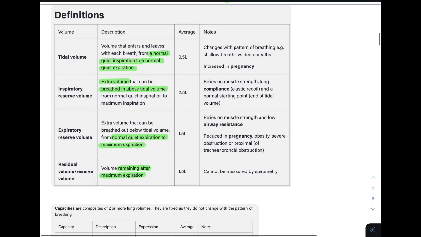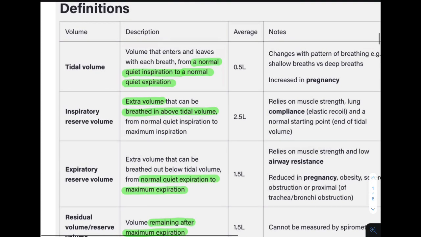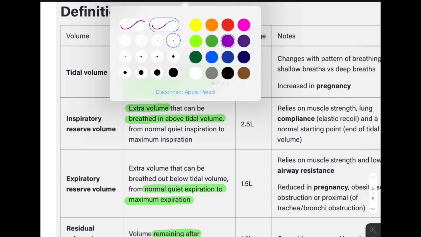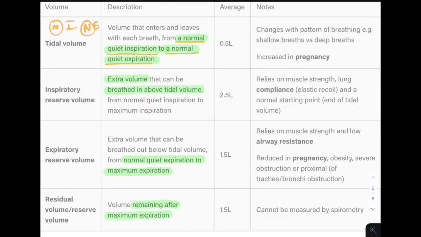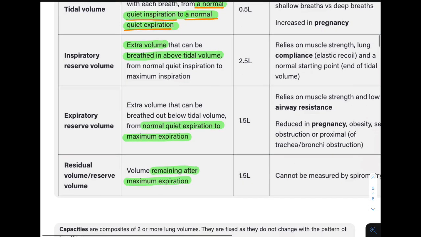And coming to the different volume definitions, we'll not brag a lot about this, we'll just be very quick and thorough. As we are seeing here, it is tidal volume. Tidal volume is a normal quiet inspiration to a normal quiet expiration. Normal inspiration, normal expiration. Very good. This is the tidal volume, and the physiological changes and the other changes you should know.